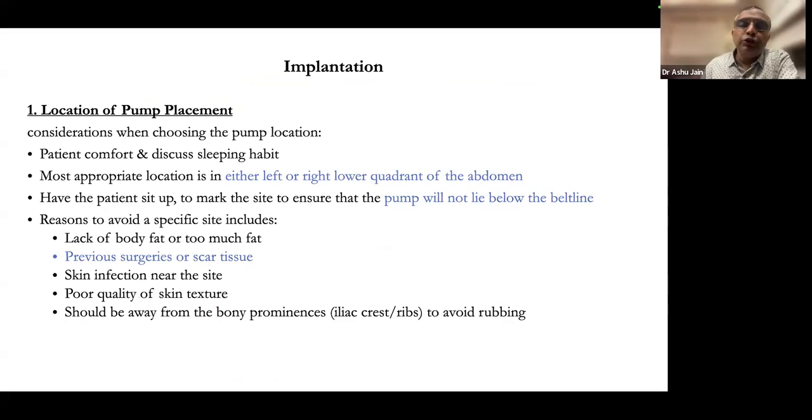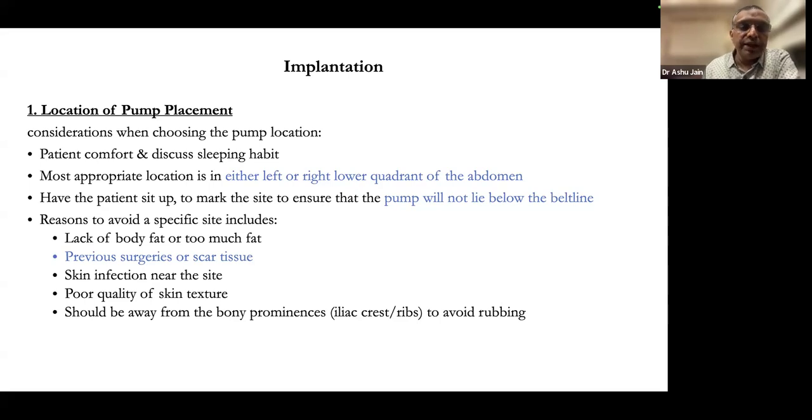Now you have done the trial, your trial is successful, and now you want to implant the pump. So where will you implant the pump? Usually the intrathecal pump is implanted in the left or right lower quadrant of the abdomen, because it is much larger in size as compared to your spinal cord stimulators. So you can't implant in front of the chest. The best place is the right or left lower quadrant of the abdomen. You have a lot of subcutaneous fat over there, so your device is not palpable over the skin, and secondly, it can accommodate that device.